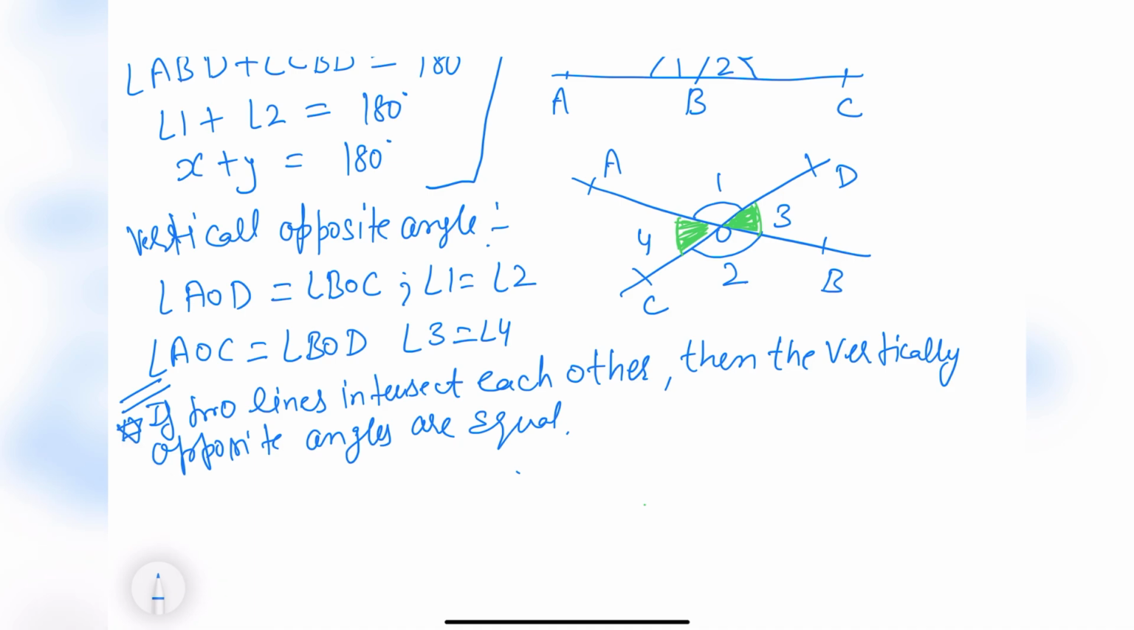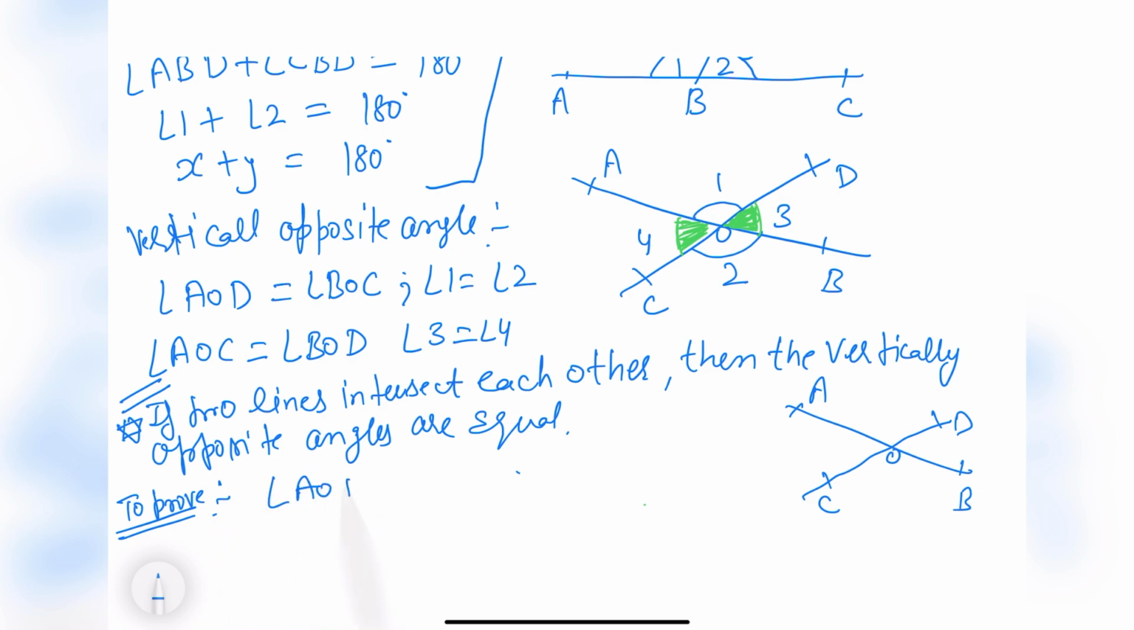How? First we have to draw a figure. We are taking two intersecting lines, line AOB and line COD. We have to prove that vertical opposite angles are equal. So here we have to prove angle AOD is equal to angle BOC or either angle AOC is equal to angle BOD. So for that we have to write a proof.